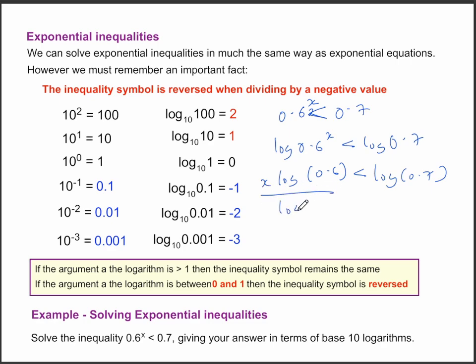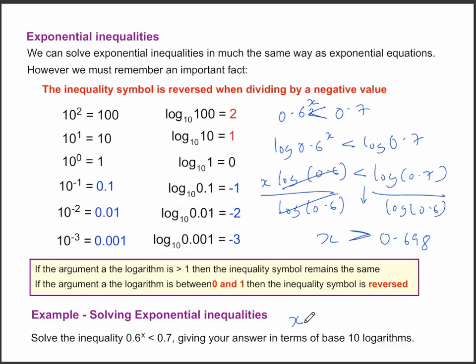So if you divide by log of 0.6, and here as well divide by log of 0.6, you will need to reverse this inequality sign because log of 0.6 is negative and you're dividing by a negative number. So it ends up becoming greater than. On the left side, these cancel out, you end up with x. On the right side, you have log of 0.7 divided by log of 0.6, which is, to three significant figures, going to be 0.698. But they told us to give our answer in terms of the base 10 logs.